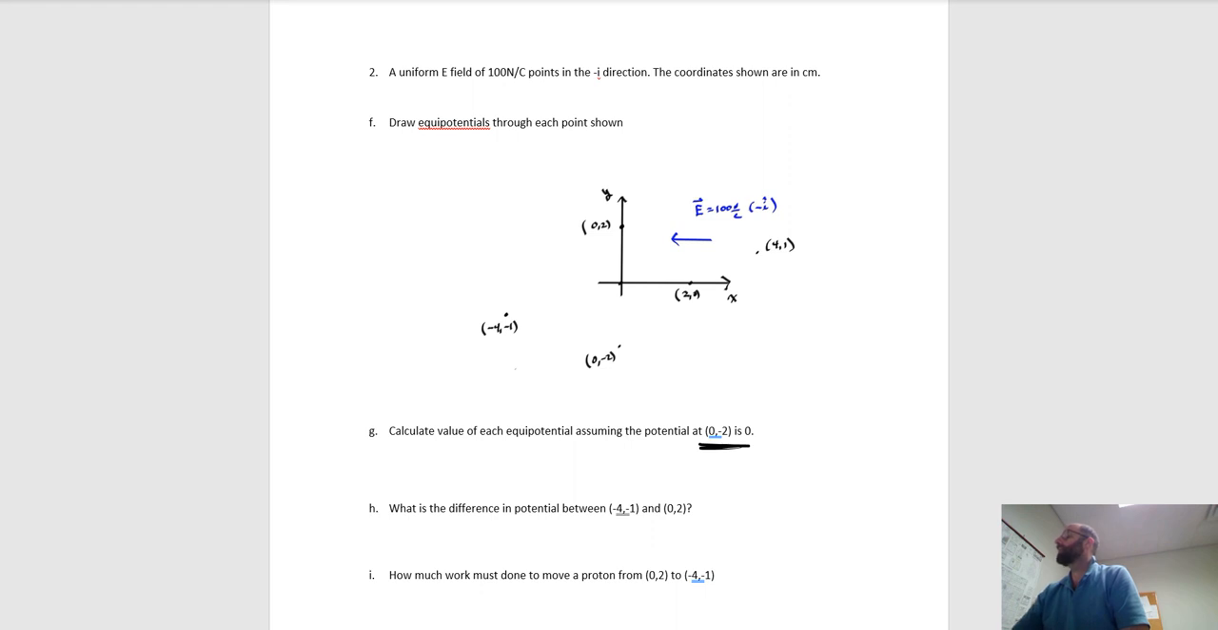0, -2 is 0. So that's the potential right there. And then there's an equipotential that goes through there. That entire equipotential is defined to have a value of 0. And then answer all the questions forthcoming.